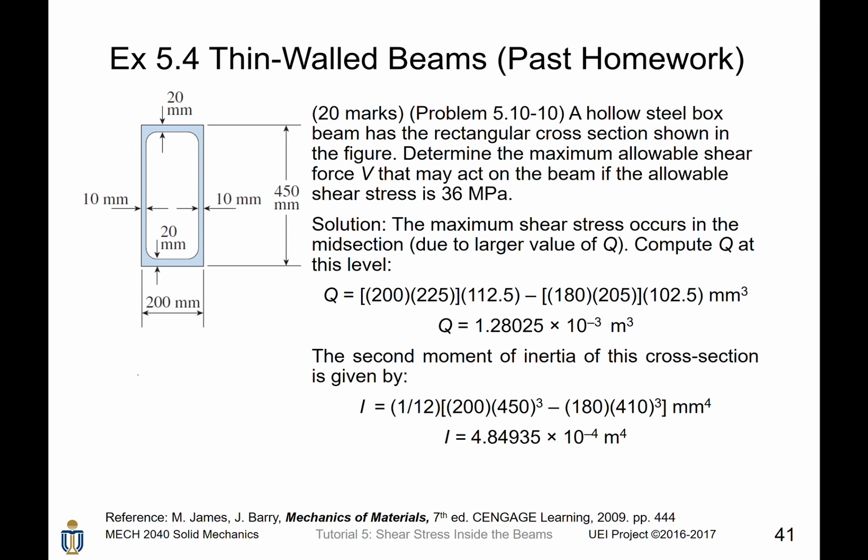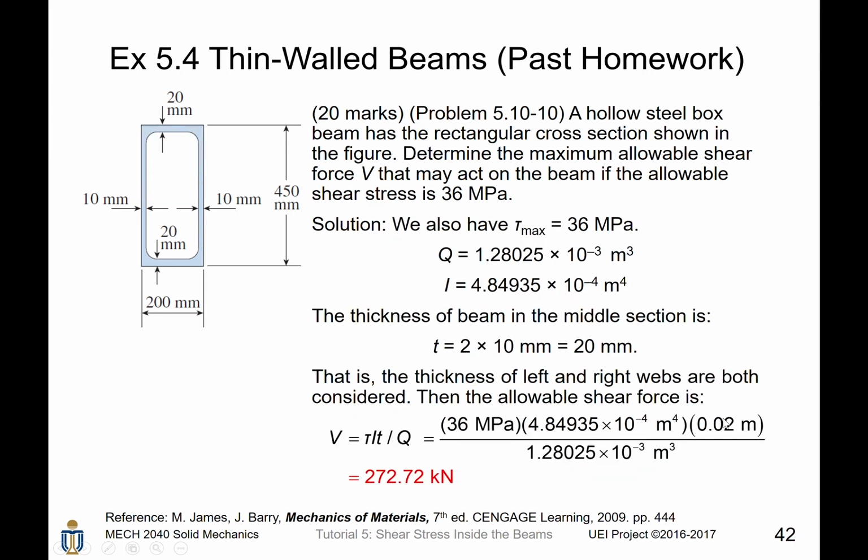The first moment of inertia evaluated for the section above the middle, which is here, is given by 1.28025 times 10 to the power minus 3 meter cubed. And the second moment of inertia of this cross section is given by this. I won't say too much, I'll just leave you this as an exercise.